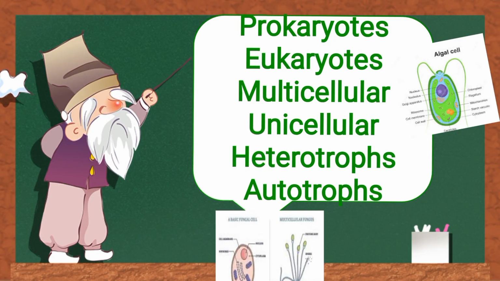In this video, we will learn the concept of prokaryotes, eukaryotes, multicellular, unicellular, heterotrophs, autotrophs. These are the basic terminology related to biology. You will come across these terminologies many times in many places. So if these concepts are clear at an elementary level, the further study will be clearer. So let's start.